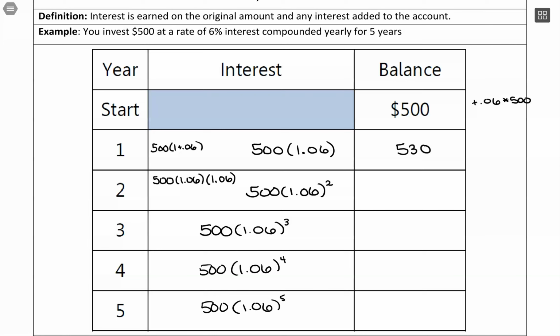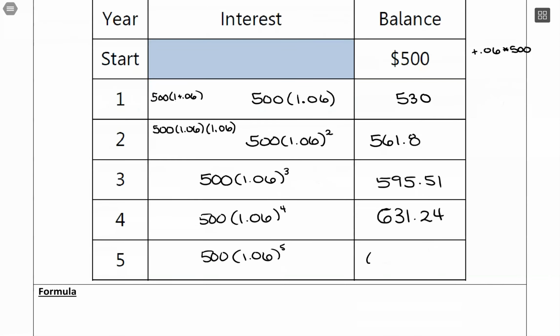So with this, we can plug this into the calculator, and we'll see this 561.8. So when we were doing simple interest, that year it was 560. By adding that $30 twice, we can see we make a little bit more here. And then 595.51, 631.24, and 669.11.